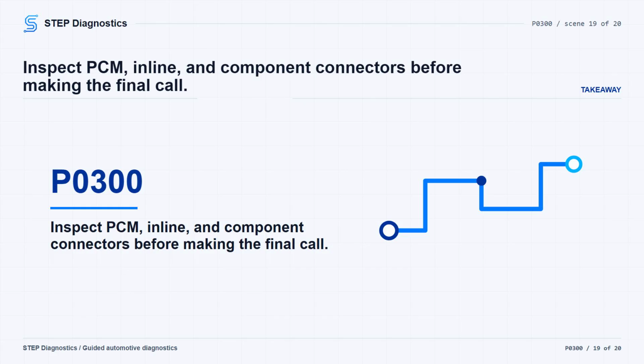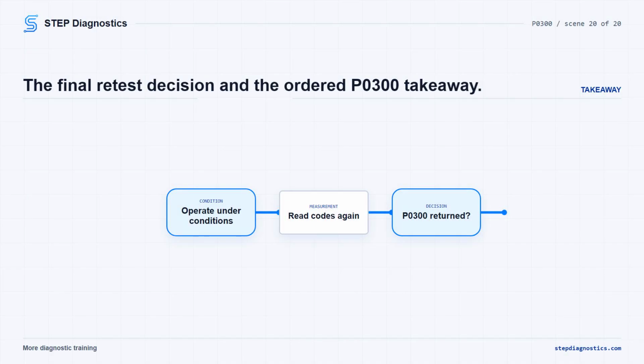Disconnect the PCM connectors, any related inline connectors if equipped, and the related component connectors. Check connector installation, locks, corrosion, water intrusion, weather seals, bent terminals, overheated terminals, push-back terminals, spread terminals, and terminal tension. Repair anything you find. Then reconnect every connector fully and make sure the locks are engaged. Erase the codes. Operate the vehicle under the monitor and set conditions and read codes again. If P0300 returns after all of these checks, replace the PCM and verify the repair. If it does not return, verify the repair and confirm the code stays gone.